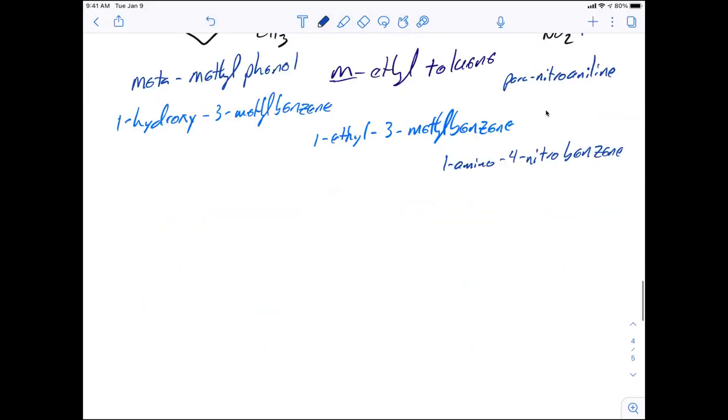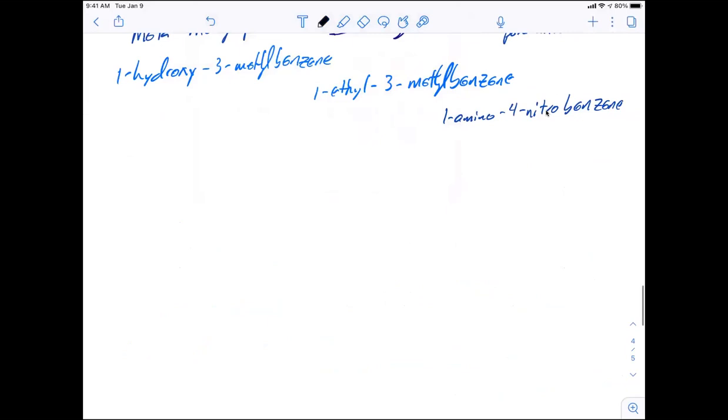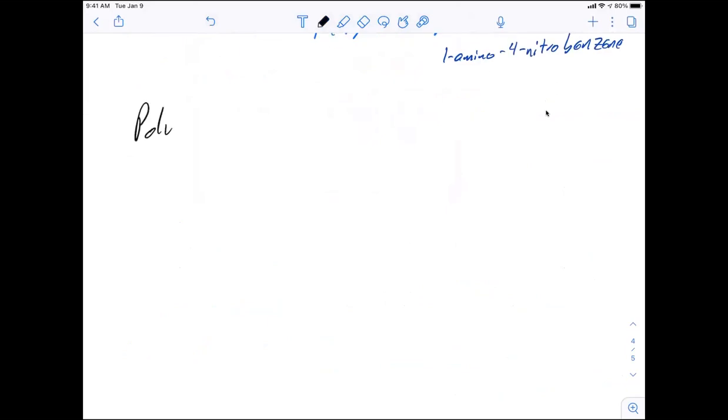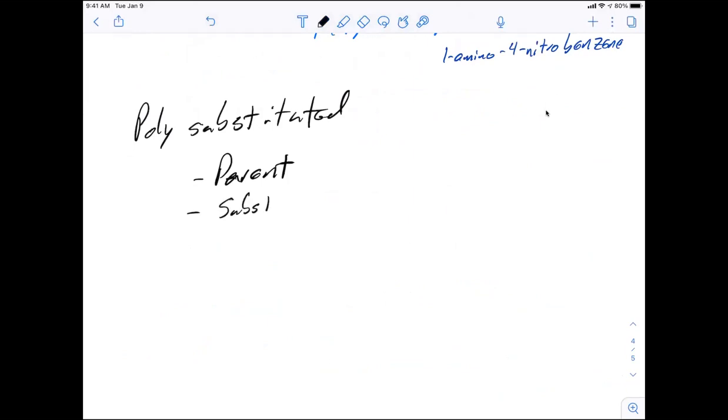All right. So what happens if we have polysubstituted? Okay, we're going to find a parent name. We're going to name our substituents. Going to assign locations. And then we're going to arrange alphabetically.